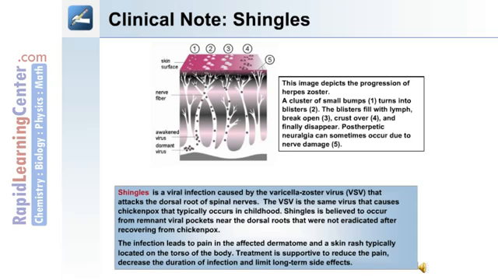Shingles is believed to occur from remnant viral pockets near the dorsal roots that were not eradicated after recovering from chickenpox earlier in life. The infection leads to pain in the affected dermatome and a skin rash typically located on the torso of the body. Treatment is supportive to reduce the pain, decrease the duration of infection, and limit long-term side effects.